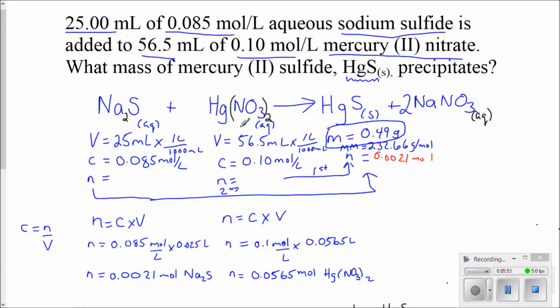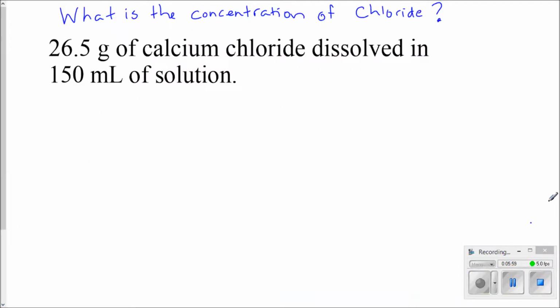This is how we do stoichiometry with concentration. Exact same way, except you convert to moles, same deal. The only difference in terms of stoichiometry and concentration or molarity is if we look at a problem like this, it asks us what is the concentration of chloride. So you have 26.5 grams of calcium chloride dissolved in 150 milliliters of solution.